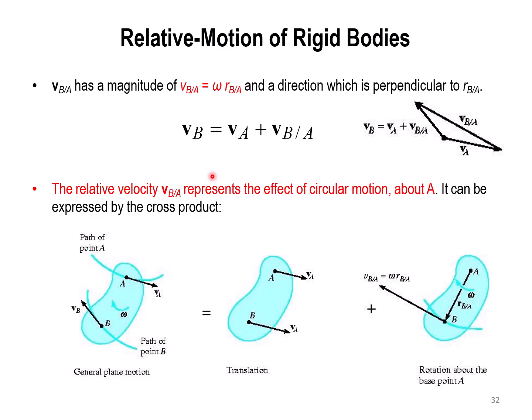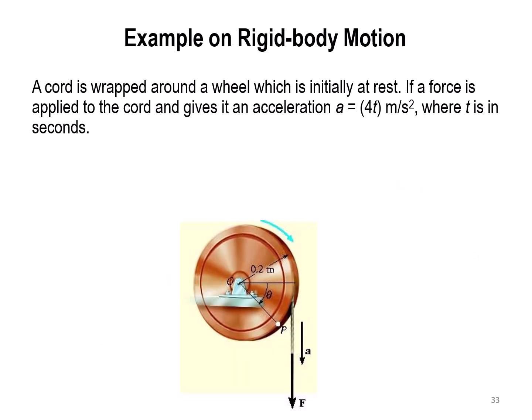It can be expressed by the cross product equation, where the VBA is going to be equal to the omega multiplied by the length of the link RBA, and the VB is going to be equal to the velocity at the point A plus the omega cross the RBA. We're going to have an example for that later, and I will try to simplify it for you as much as I can. So we come to the first example.